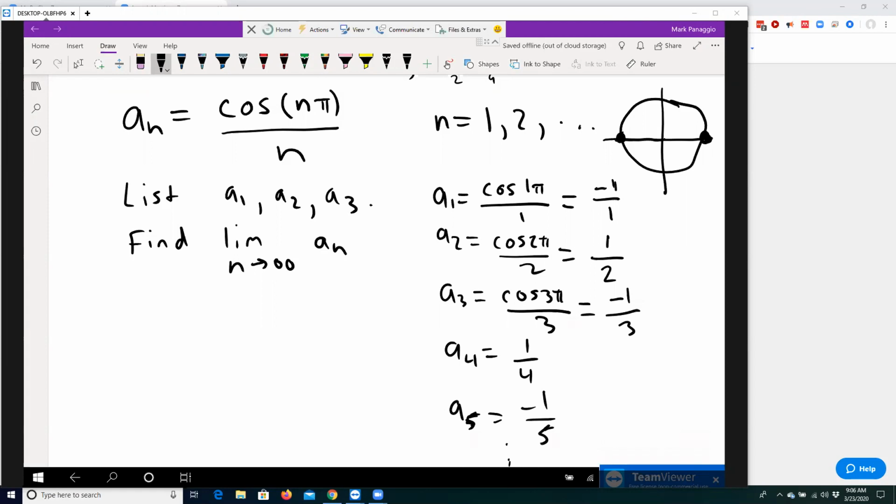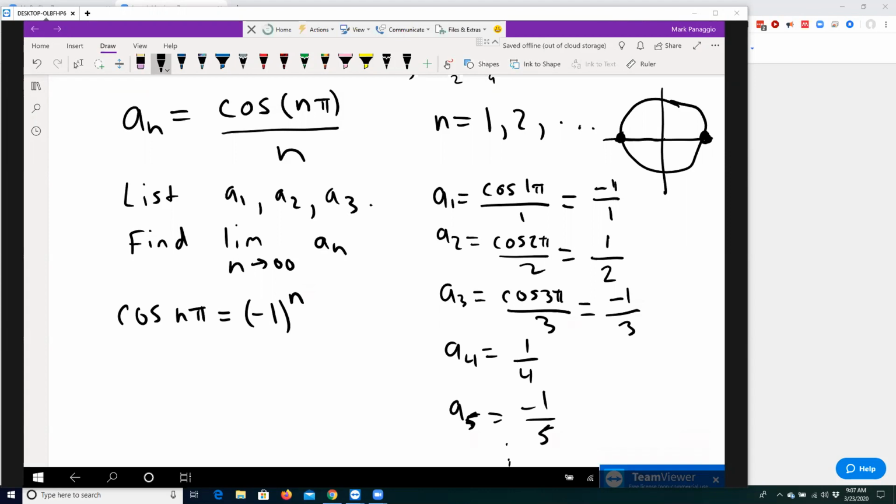Okay, and a quick note, often when you're dealing with sequences, you will come across things like cosine of n pi, and cosine of n pi is the same thing as -1 raised to the n power, because notice if I plug in 1 on the left-hand side, we got a -1.